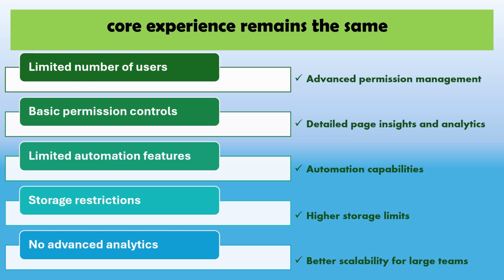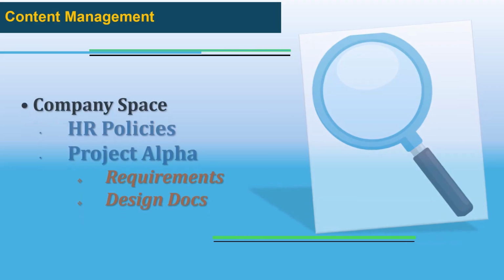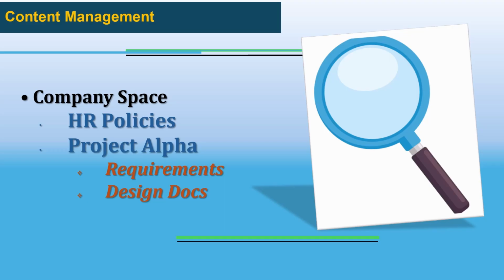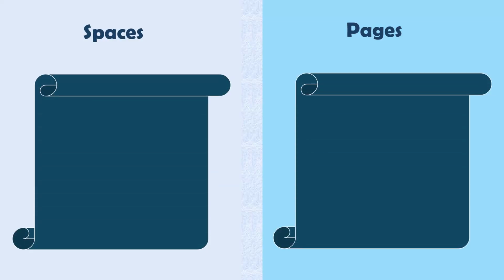One of the most important concepts in Confluence is spaces and pages. A space is like a department-level container or a folder system, and a page is like an individual document inside that folder. But here's the key difference from traditional folders. Spaces are not just storage, they are collaboration environments with permissions, structure, and purpose.